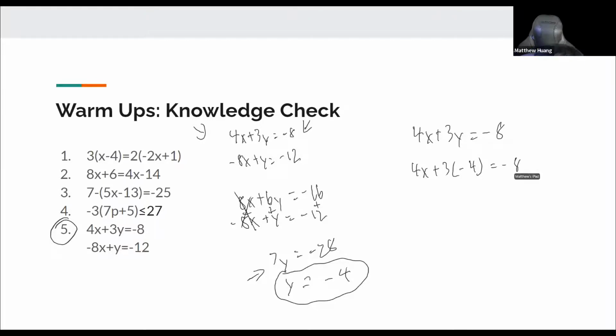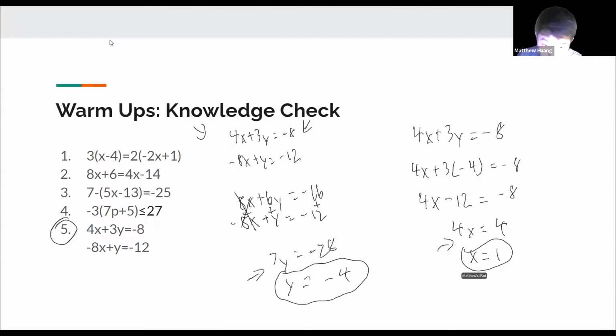Then this turns into 4x minus 12, right? Because 3 times negative 4 is negative 12. The right hand side still stays negative 8. And here, like we have been doing earlier, we can isolate the variable by moving the constant over. That turns into 4x is equal to 4. We divide by the coefficient, which is 4, and that just turns into x is equal to 1. So the answer would just be x is equal to 1 and y is equal to negative 4.